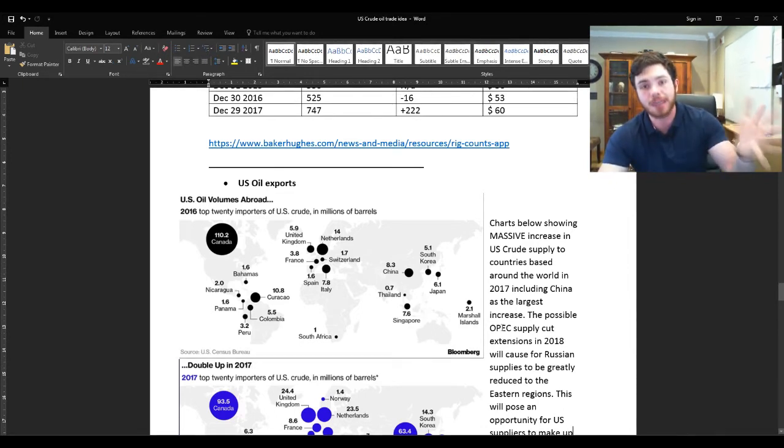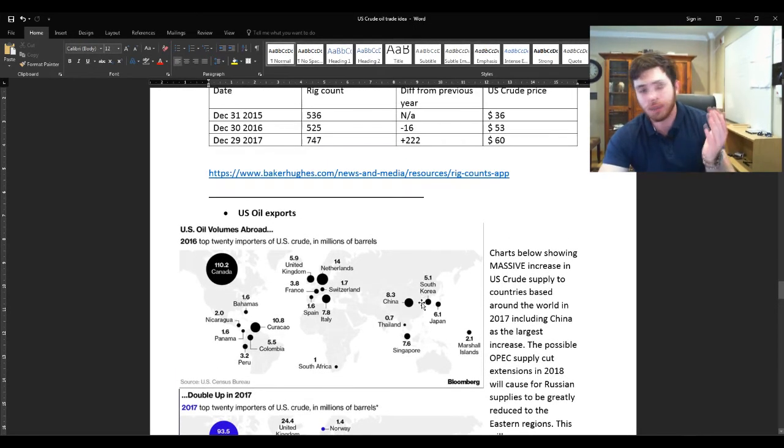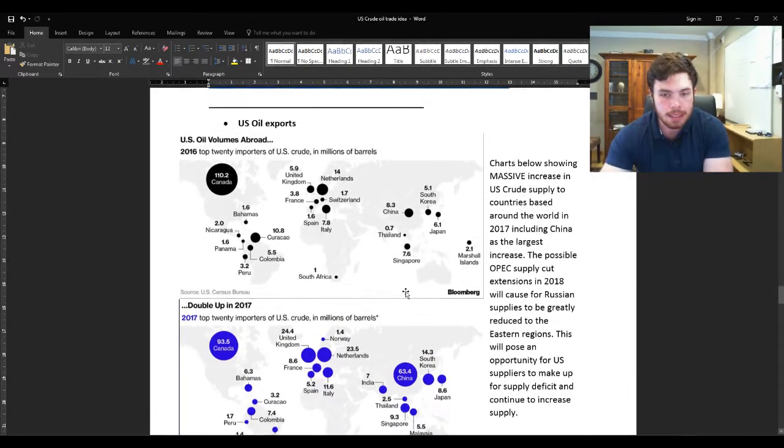And obviously, it's going to be massive competition between the Saudi regions and Russia to see who gets Chinese business. But because US crude is produced at a much lower cost than Brent crude, whoever gets the cheaper price gets the business. And the thing is that the US is holding the cheaper price right now. So that's also a big one that we would have to consider.